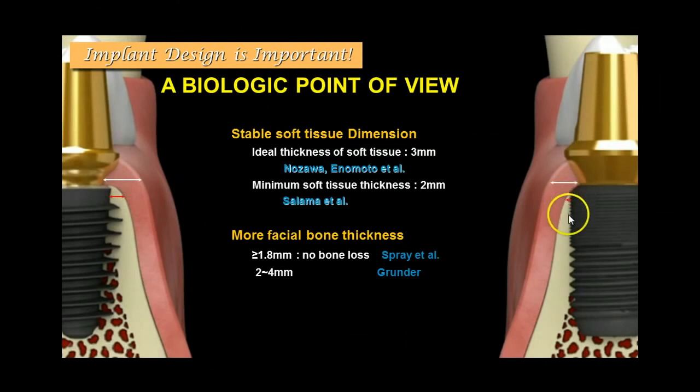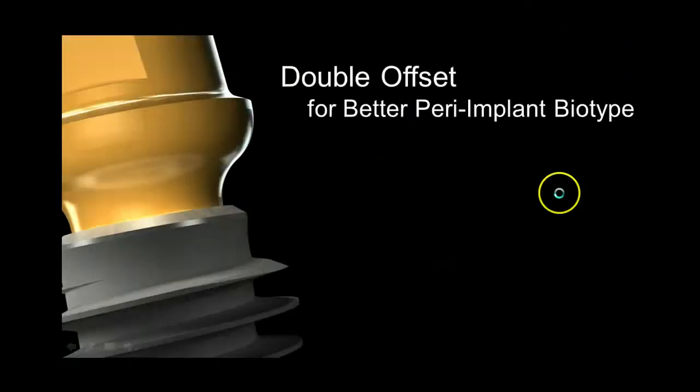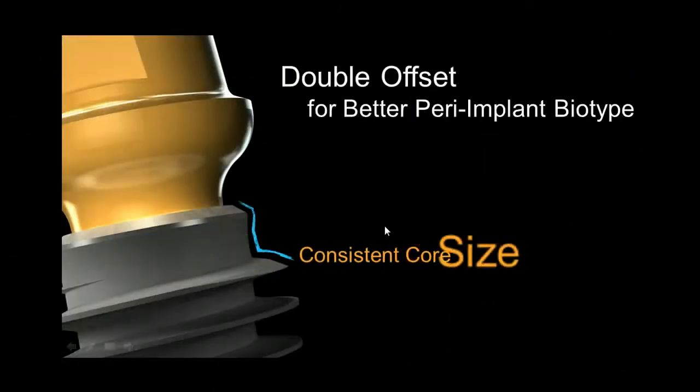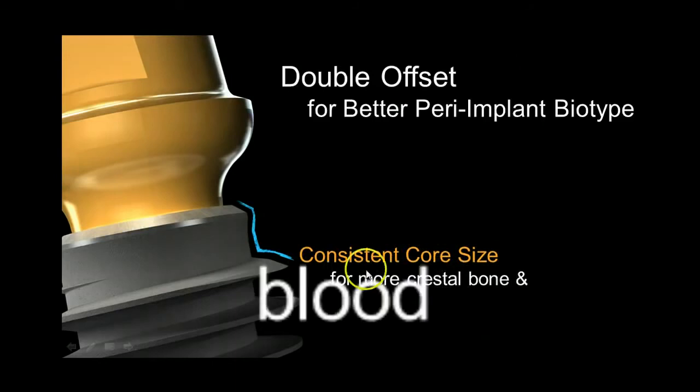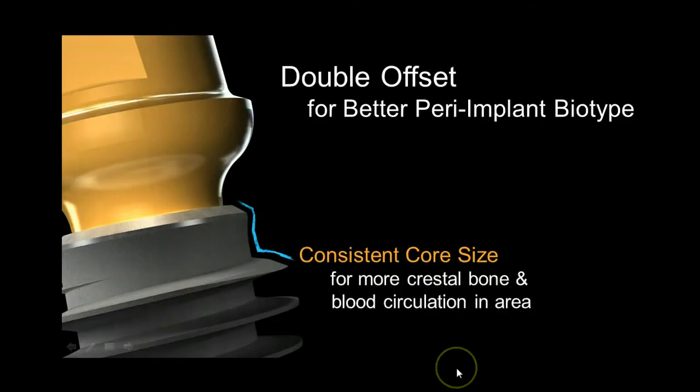Again, as the implant diameter gets bigger, your bone removal actually gets bigger because your drill gets bigger. And you typically, again, only have 0.7 millimeters of thread engagement, which is 0.35 on each side. So you're really relying here on the surface as well as the microthreads to keep the bone in place versus actually saving the bone. So the consistent core size for more crestal bone and blood circulation in the area. So that's really key again. The more bone you're saving, the more blood supply and so forth you have to the area as well.